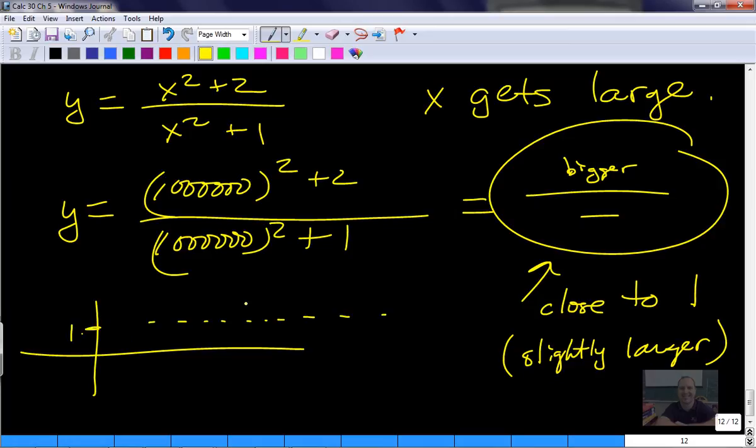And is the graph going to be above that asymptote or below? Well, at 1,000,000, the graph's going to be up here above it. So it looks like it's going to come from the top. So these are all pieces to the puzzle you're putting together, right?